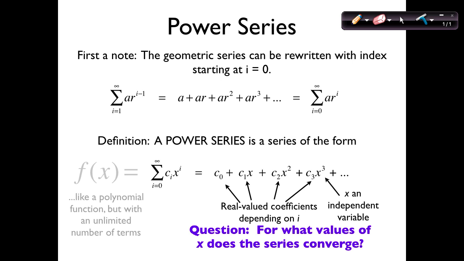Yes, sir? Would you say that this quote-unquote polynomial has an infinite degree? Yeah, kind of. That's right, because you just keep adding terms. Our index is increasing without bound, and our index is the variable. So yes, it's like a polynomial with an infinite degree.